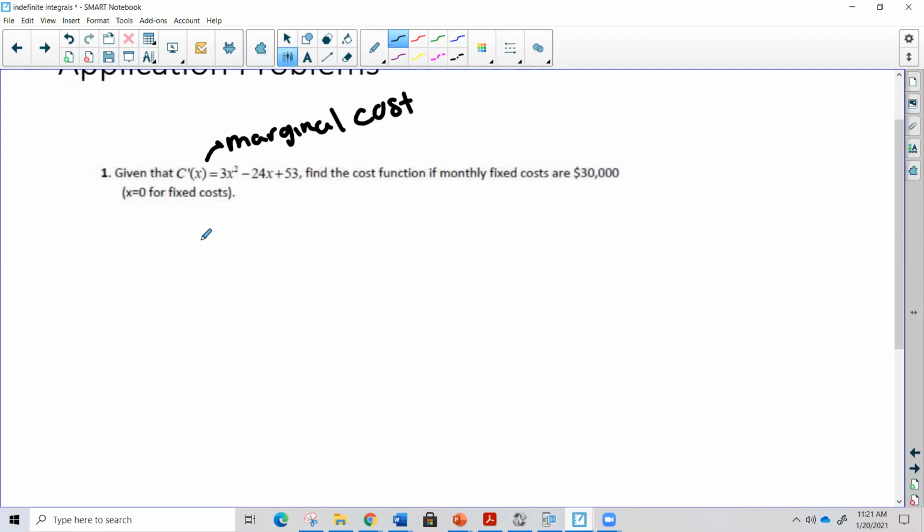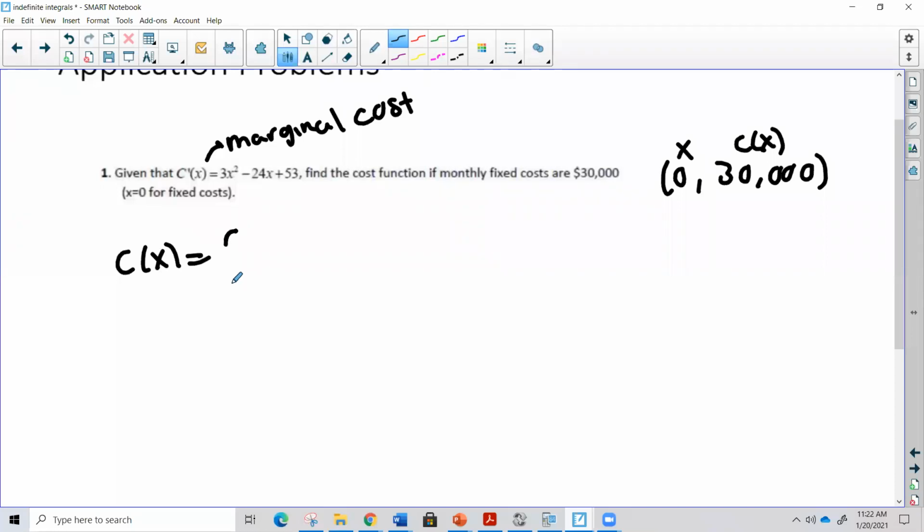And it gives you a hint that when x is 0, that is when I have my fixed cost. So when x is 0, we know that the cost is 30,000. So this is going to help us find our value of c. So because I want a cost function and we're given the derivative, my cost function is going to be the integral of my c prime function.